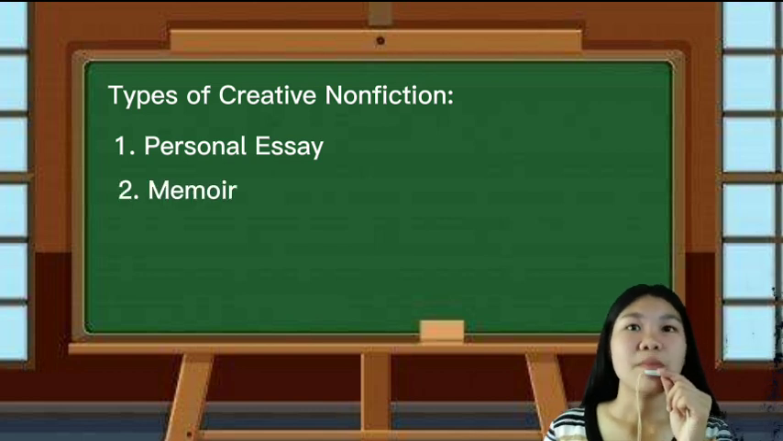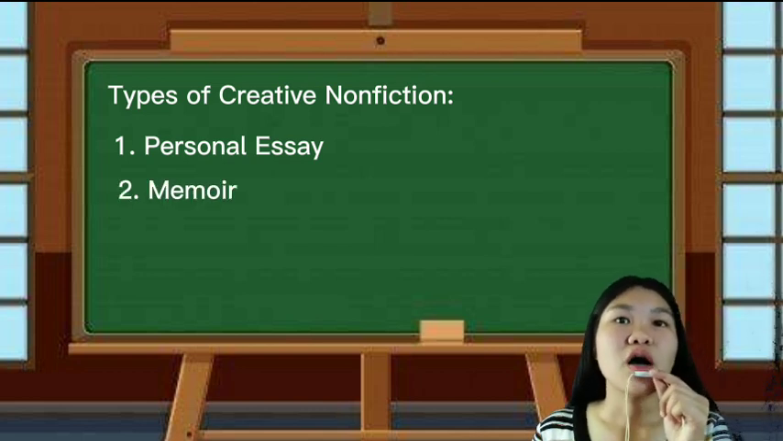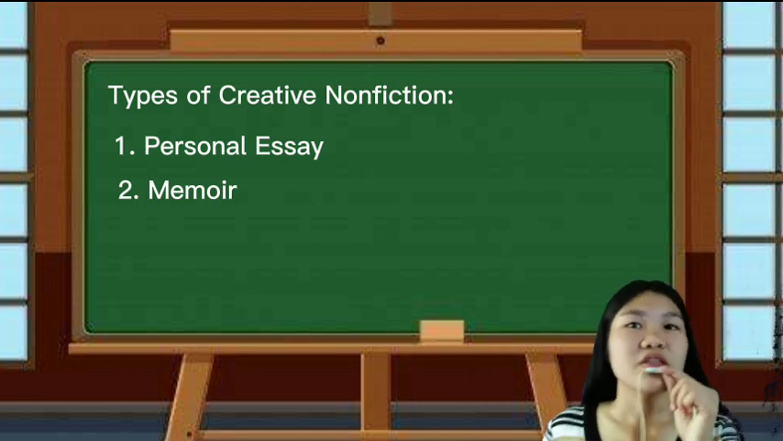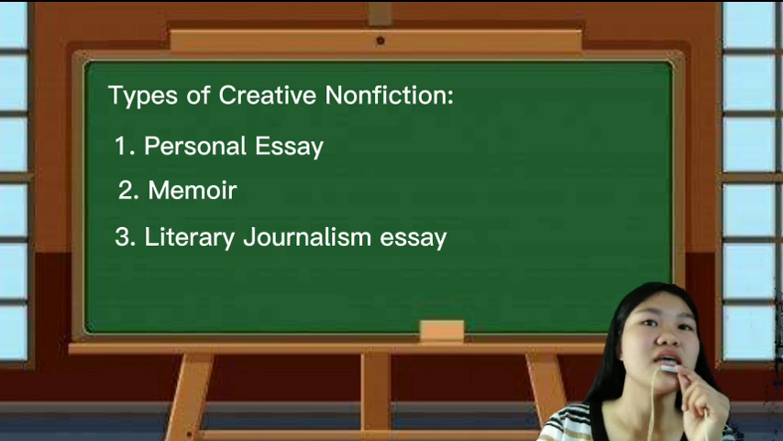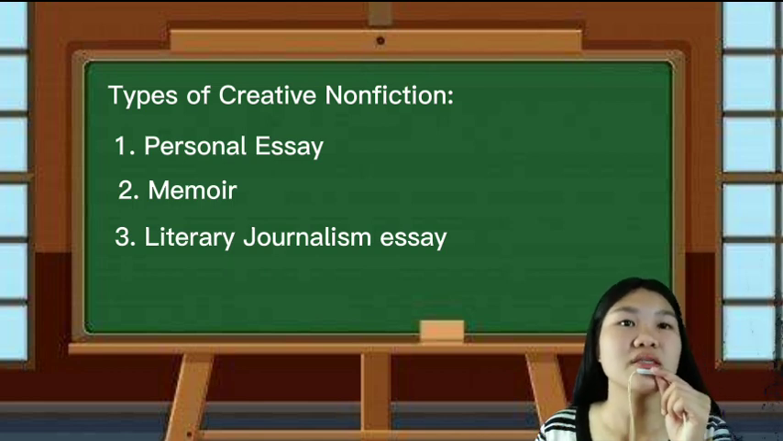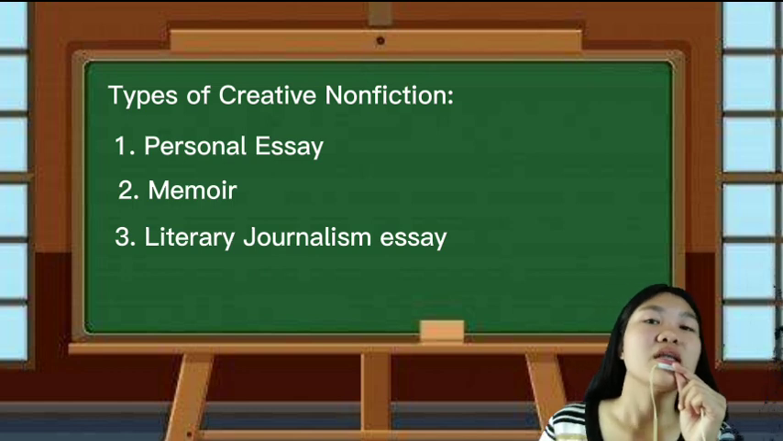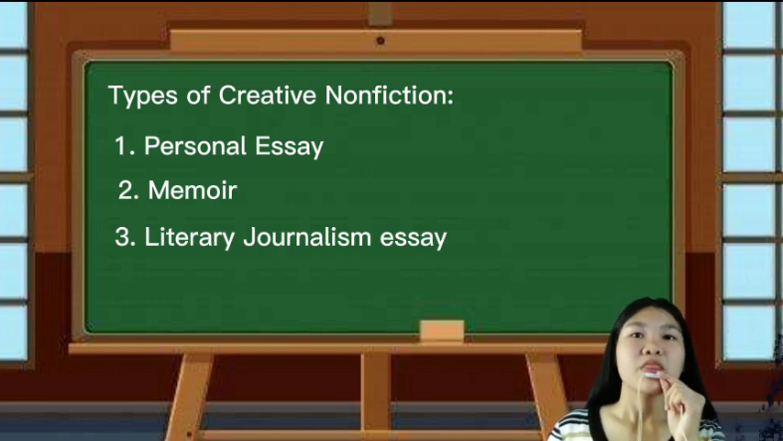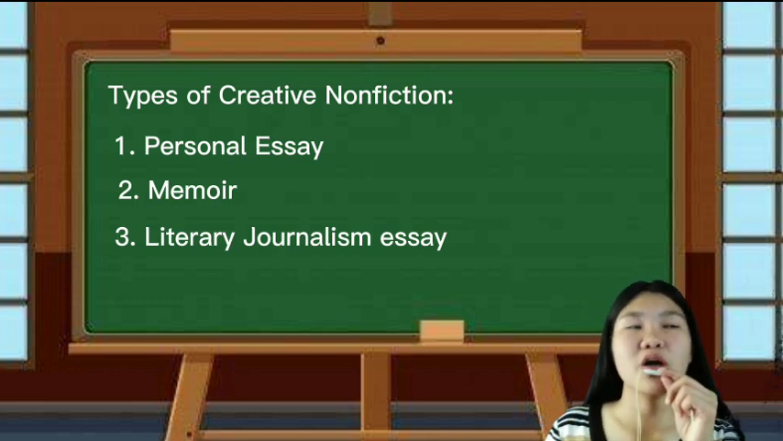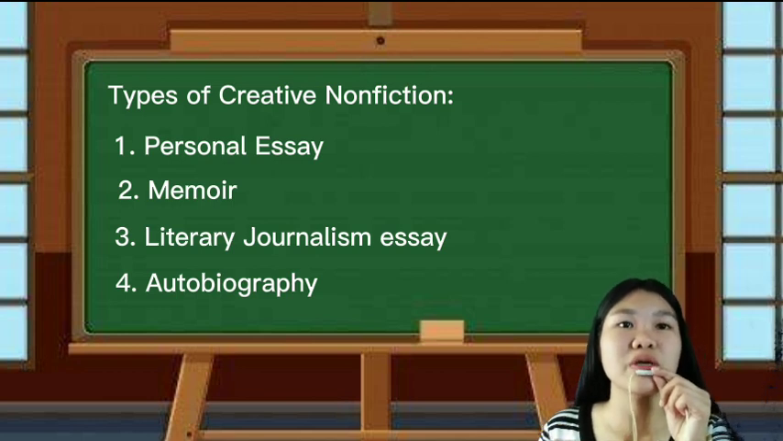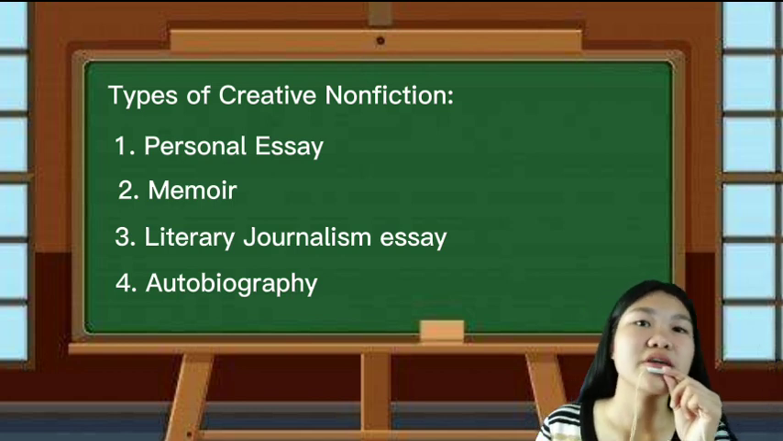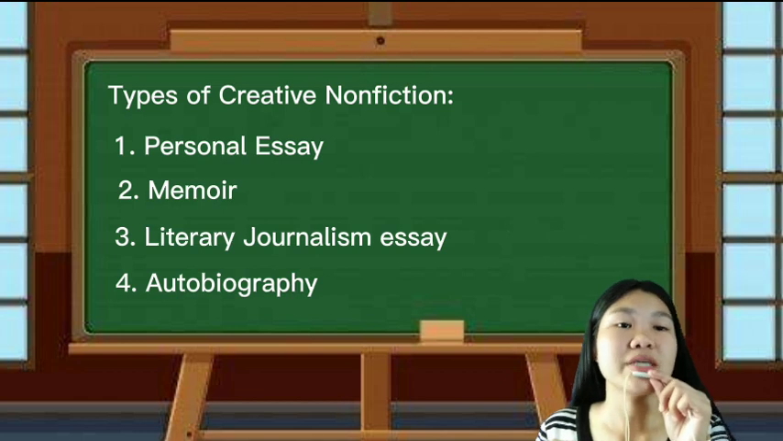Second is memoir. The writer crafts a true story regarding a time or period in his life. The third type is the literary journalism or essay. These are essays about issues or topics using literary devices such as the elements of fiction and figurative language. The fourth is autobiography. It is an account of someone that is written by that own person. It is based on the writer's life story from birth to present.